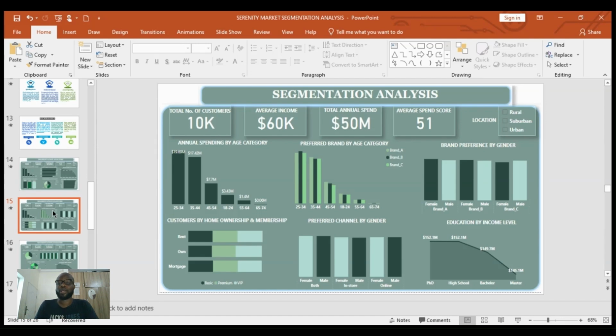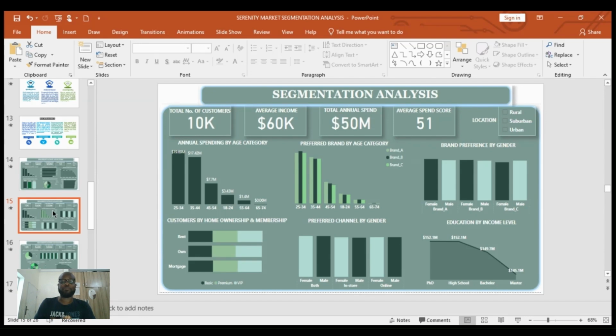And then we look at brand preference by gender. And here we discover that the female folks prefer more brand A and brand B, while the male customers prefer more of brand C. So it's also interesting for the company to understand what products are in those brand buckets in order to effectively market those products to the right gender.